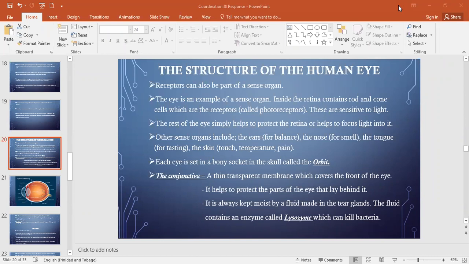Break it apart. We have photo and we have receptors. Yes, because they perceive light. They receive light, right? Photo meaning light, and receptor meaning receive. So hence the reason those type of receptors are called light receptors. So very good.